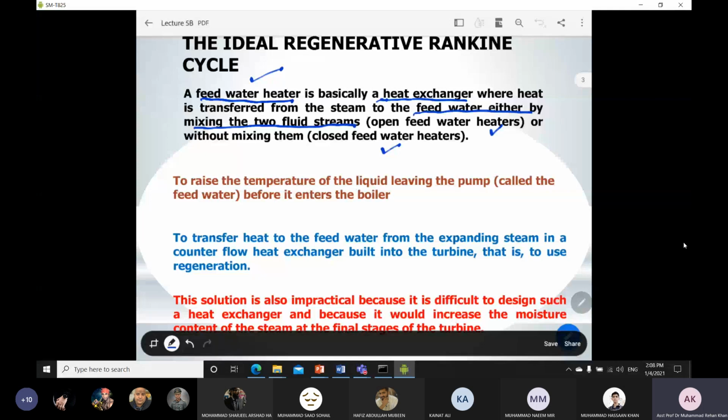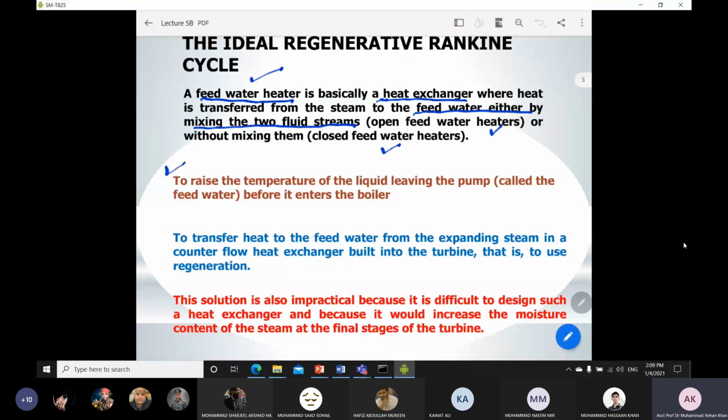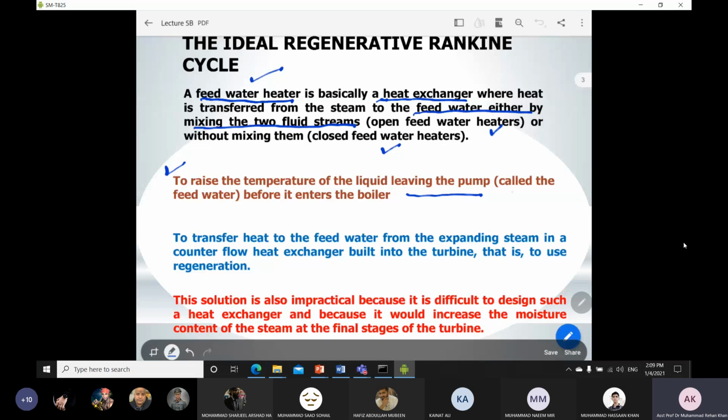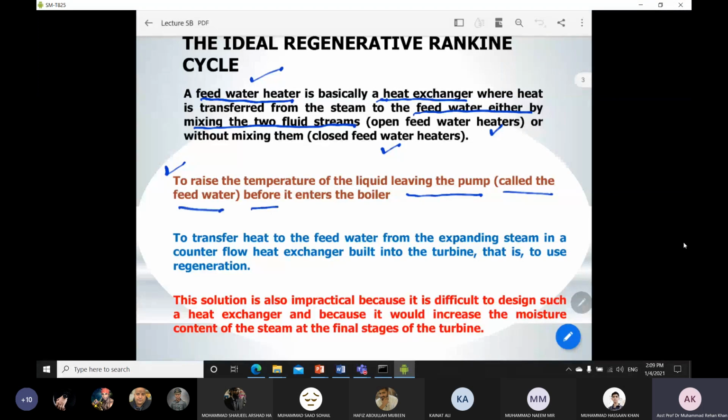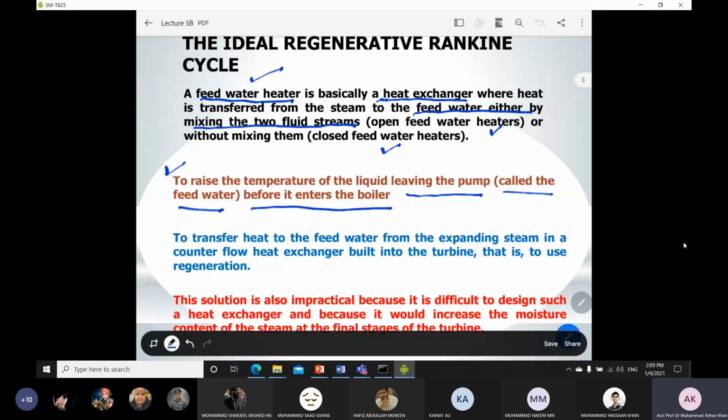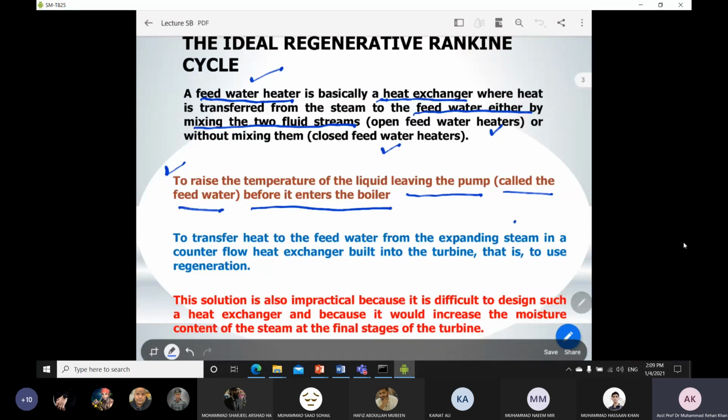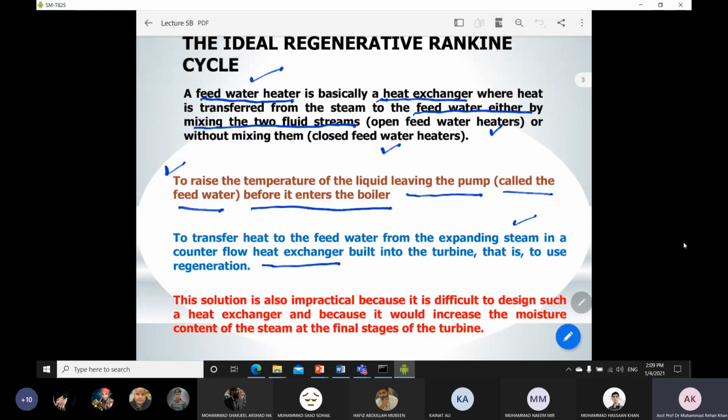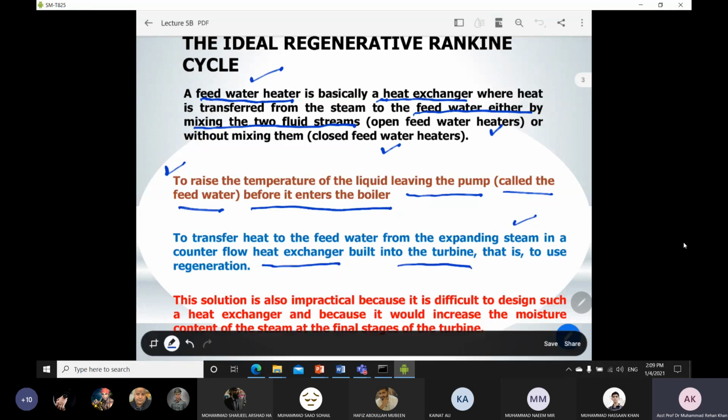The feed water is the same water that is coming from your pump. The liquid leaving the pump is called feed water before it enters the boiler. One solution for raising the temperature of the water entering the boiler is to transfer heat to the feed water from the expanding steam in a counterflow heat exchanger built into the turbine. This is one way we could increase the feed water temperature.